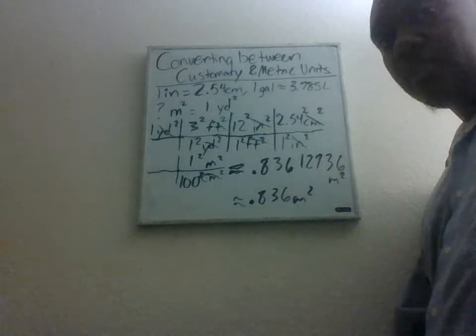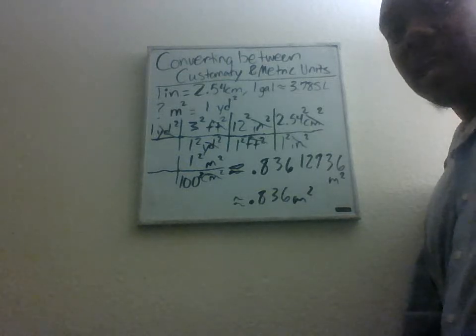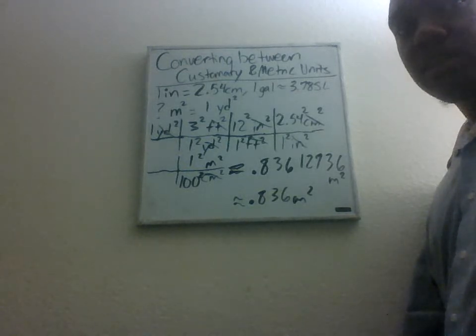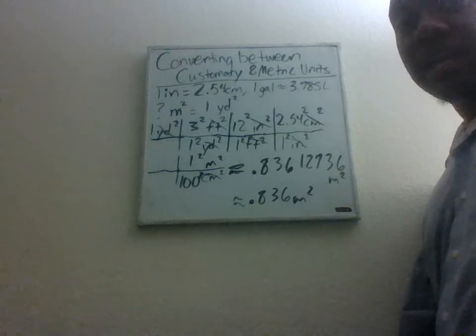Make sure you remember that 1 inch is exactly 2.54 centimeters, and that 1 gallon is approximately 3.785 liters. You'll probably see that all the time when it comes to shopping in the store and buying things by the gallon.